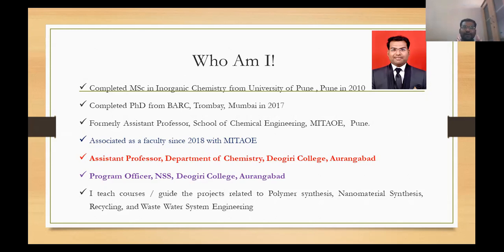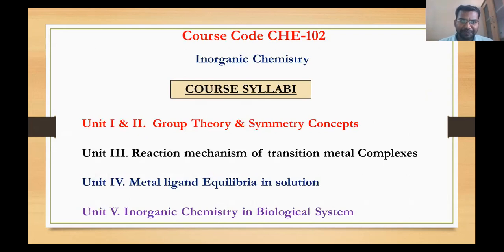Whenever we talk about inorganic chemistry, in this course we have to deal with 5 units. The first unit is group theory. The second is the symmetry concept. The third unit is the reaction mechanism of transition metal complexes. Unit number 4 depends upon the metal-ligand equilibria in solution. And the last unit is inorganic chemistry in biological systems.